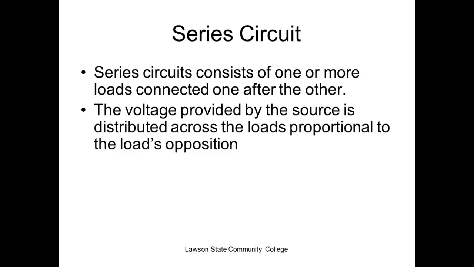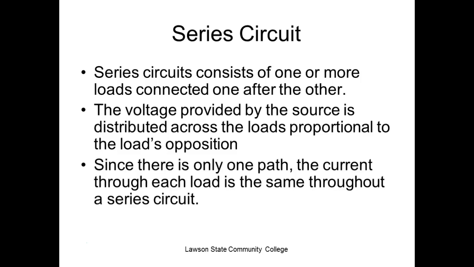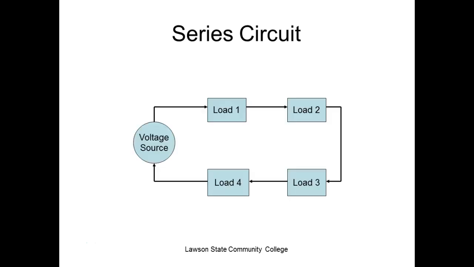Voltage provided by the source is distributed across the load proportional to the load. So that means the more opposition a load has, the more pressure drop we'll have. That makes sense. So if we've got a 100 ohm resistor connected in series with a 1,000 ohm resistor, then the 1,000 ohm resistor will drop more pressure than the 100 ohm resistor. Does that make sense? Everybody okay so far? Since there's only one path of current, the current through each load is the same through the circuit. So this would be an example of a multi-load series circuit.